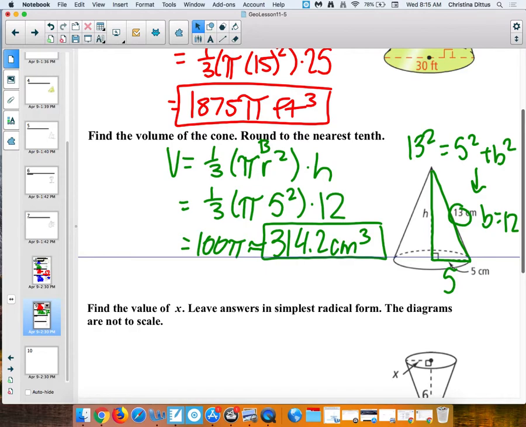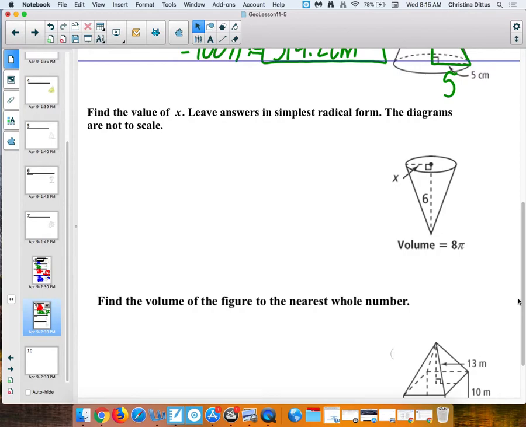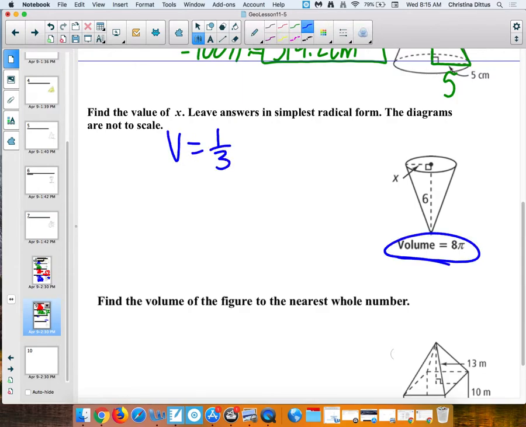Questions there? Okay. This one, notice it doesn't say find the volume. What am I finding? X, what is X? A radius, yeah. So I still have my volume formula here. Volume is 1/3. What's the shape of my base? Circle, so the area is pi r squared, times our height. Let's plug in what we know.